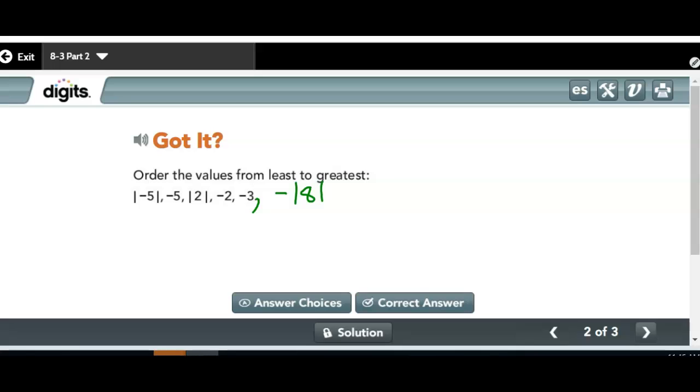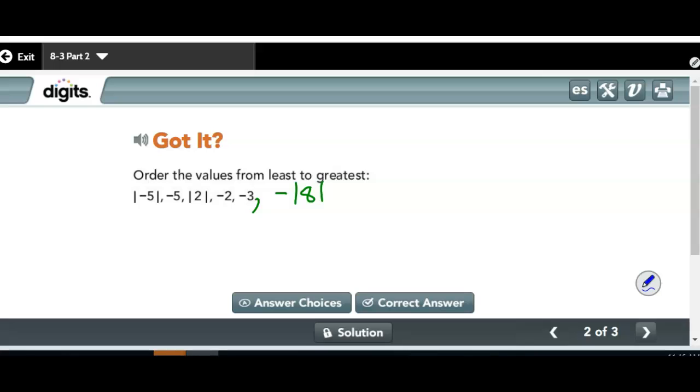We have absolute value of -5, -5, absolute value of 2, -2, absolute value of -3, and the opposite of the absolute value of 8. Okay, we're going from least to greatest. So we're putting our smallest number first, working your way to the right. What number has the smallest value?